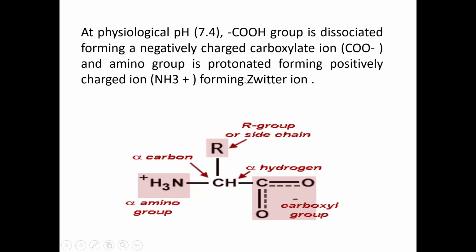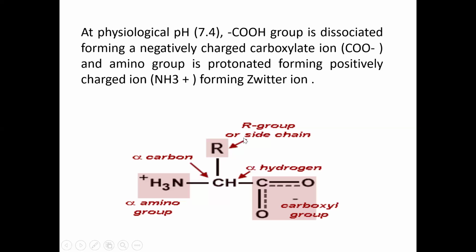At physiological pH, the carboxyl functional group is dissociated, and that leads to the formation of a negatively charged carboxylate ion. The amino group found on the amino acid is protonated, meaning it forms a positively charged ion, NH3+. And this represents what we call a zwitterion.